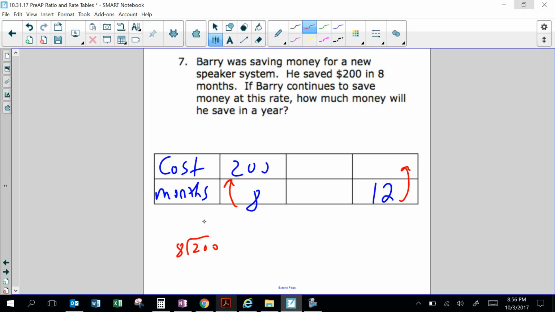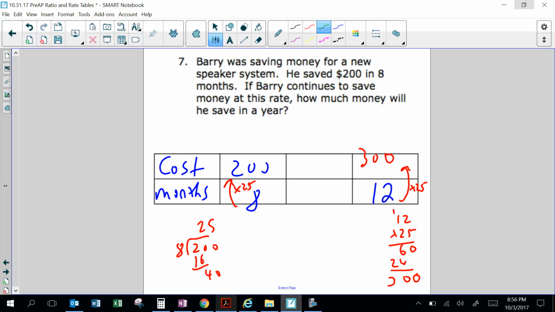Let's see. 8 goes into 20 two times. 8 goes into 40 five times. It goes in 25 times. So what is 12 times 25? 10, carry the 1. That's 6, 4, 2, 0, 10. $300 he saved in a year.